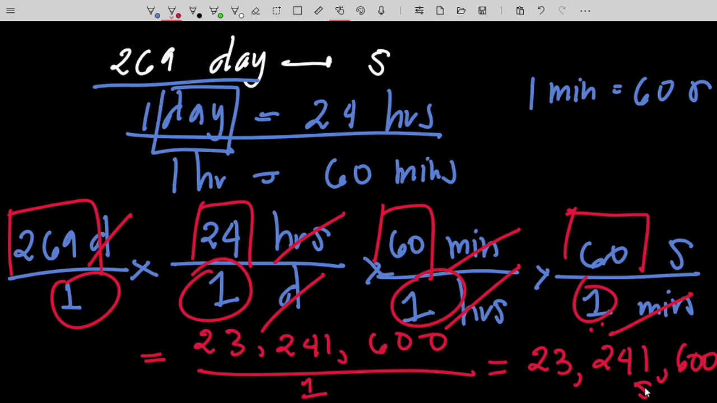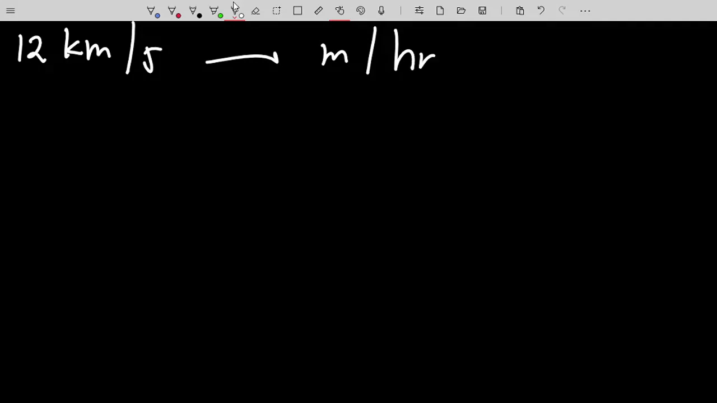Now let's try to have another example. What if I want you to convert 12 kilometers per second to meter per hour. How about that? Because we are going to convert kilometer to meter and seconds to hour. How are we going to do that?